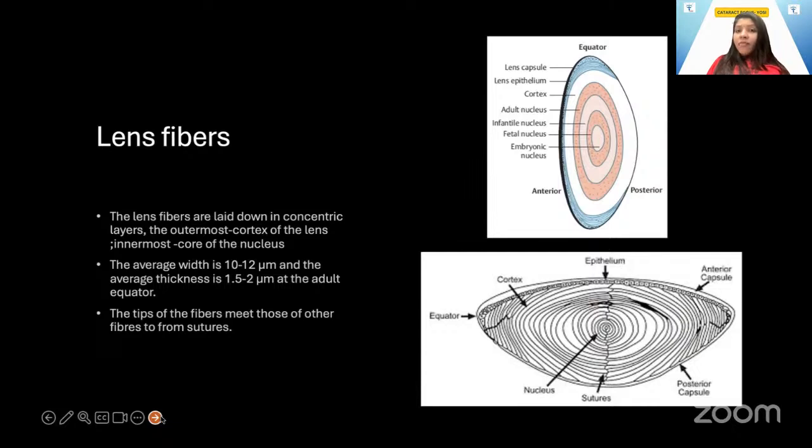Depending upon the time when it has formed, it can be further divided into an embryonic nucleus, a fetal nucleus, an infantile nucleus, and an adult nucleus. The tips of the fibers meet those of the other fibers to form sutures. So we have two sutures, a Y-shaped and an inverted Y-shaped suture.